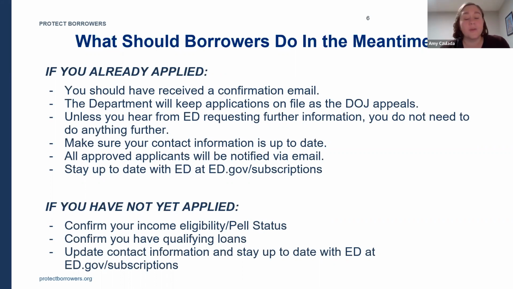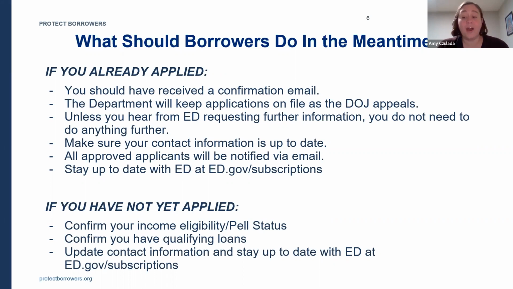So unless you hear from the Department of Education requesting further information, you don't need to do anything further right now. You could make sure that your contact information is up to date with the Department of Education and with your servicer, and all approved applicants will be notified via email. You can stay up to date with the Department of Education at ed.gov/subscriptions. And if you haven't applied yet, you can also sign up for those updates from ed at ed.gov/subscriptions.